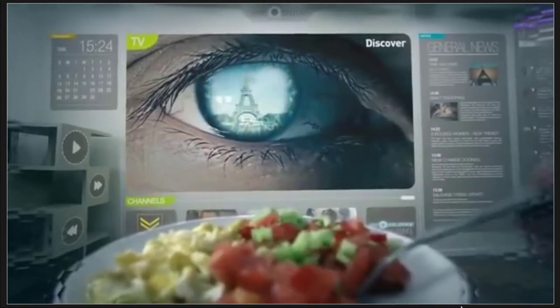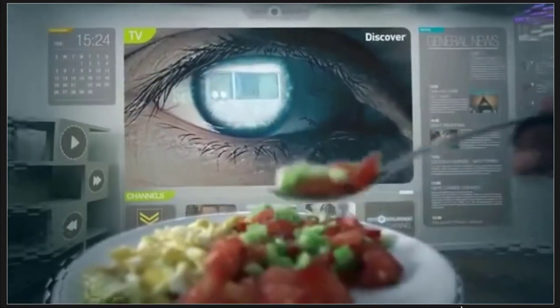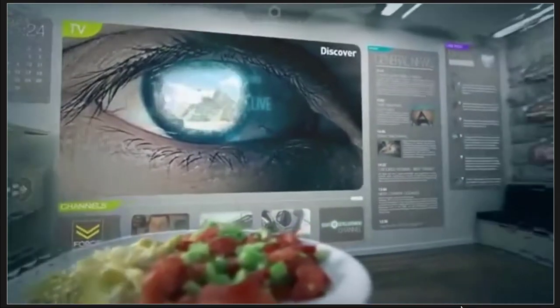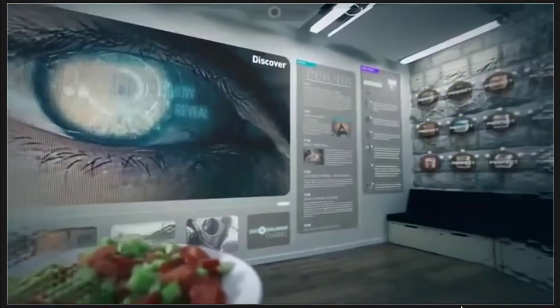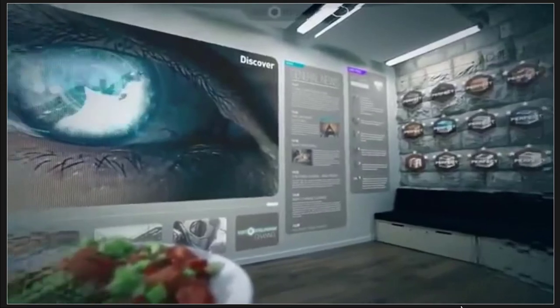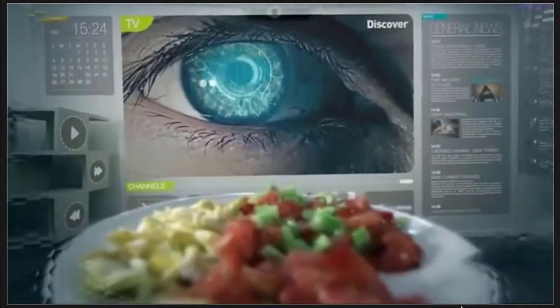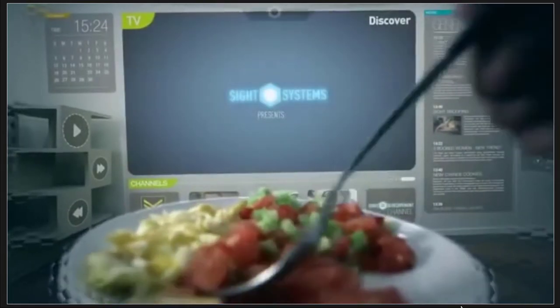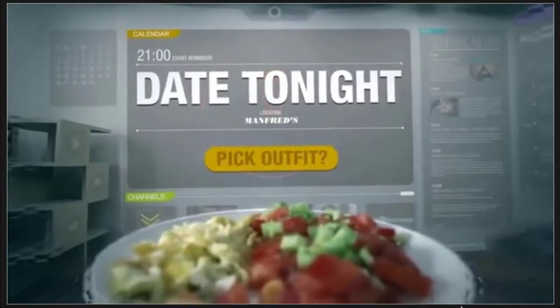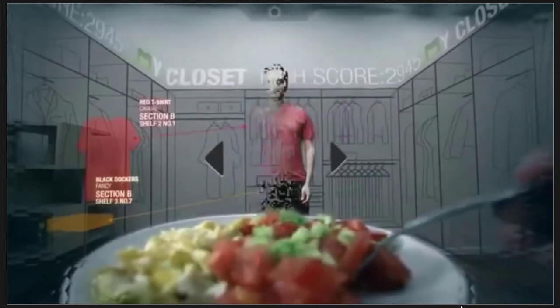Life is a journey, and in this journey, we all want to do more, experience more, feel more, and live with no boundaries. And why shouldn't we? Sight System presents Sightseeing. Feel free to go anywhere. Reminder: Date at 9 p.m. Choose outfit.